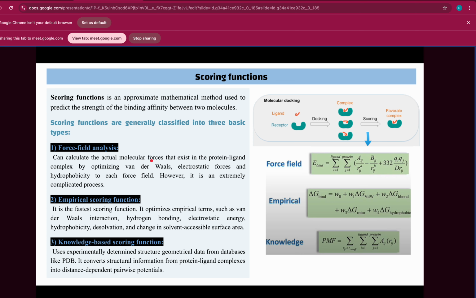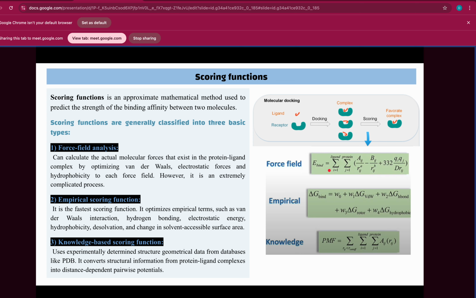This involves actual molecular forces, which will involve both non-bonded and bonded interactions. These will include the van der Waals, electrostatic forces, and hydrophobicity for each force field, and this is extremely complicated, and this is the formula. Ultimately we are trying to find out what is the binding energy, what is the overall energy after binding between the ligand and the protein.